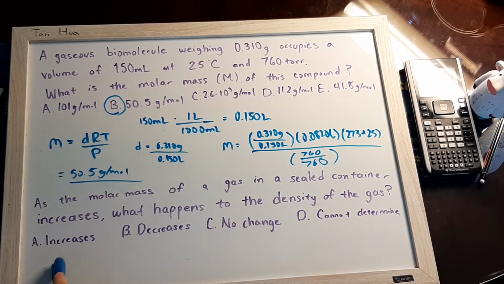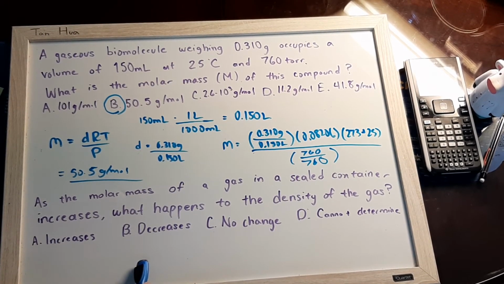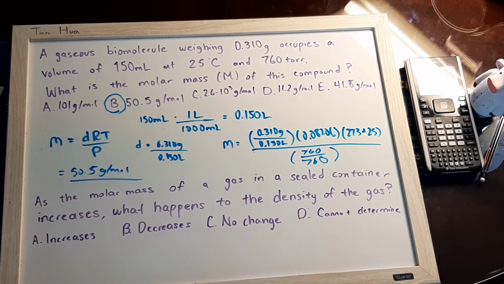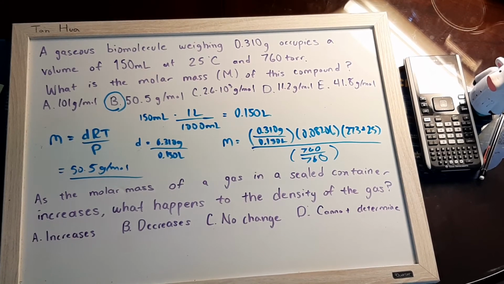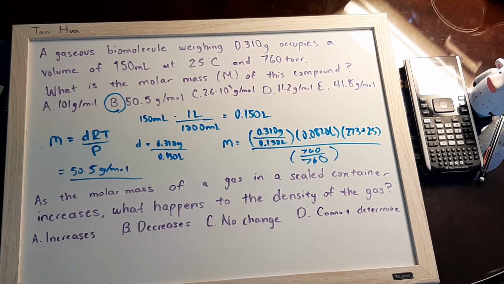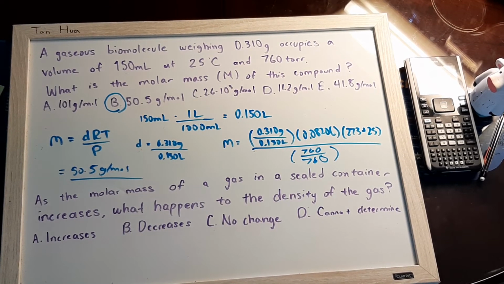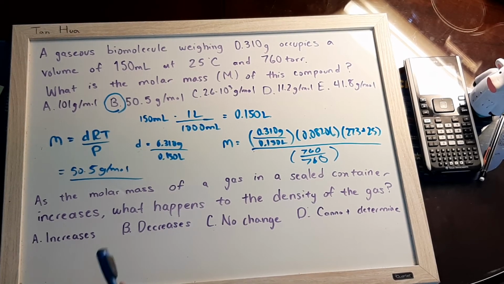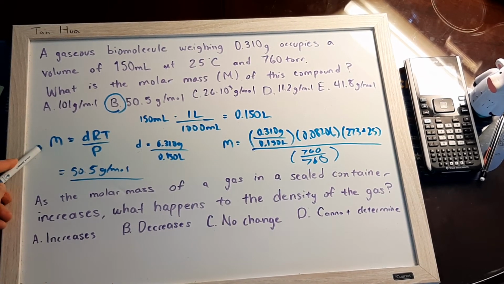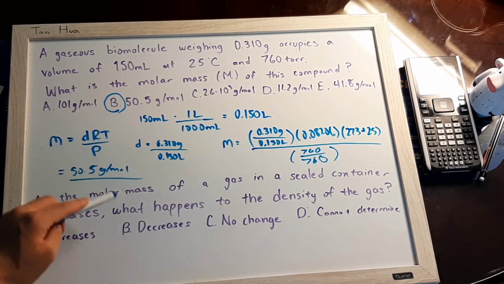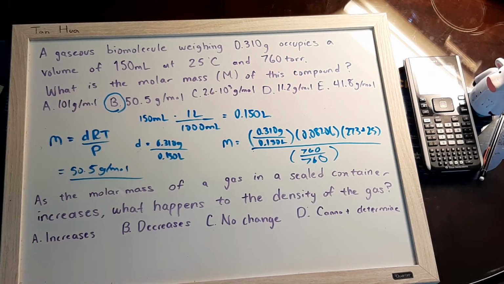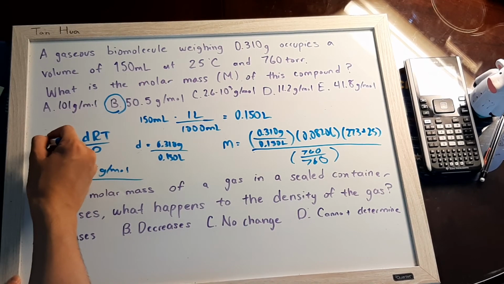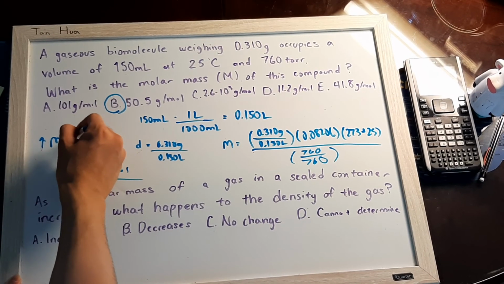Alright, now for the second question, which ties into the proportionals of how it'll play a role in gas properties. As the molar mass of a gas in a sealed container increases, what happens to the density of the gas? Well, from this equation right here, we can tell from the proportions, as you'll learn in the gas chapter, that as molar mass increases, the density will increase too, because they are directly proportional to each other.